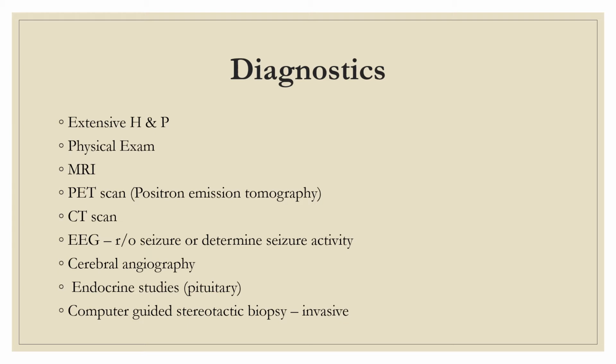Cerebral angiography determines the blood flow to the tumor, and it can further localize the tumor location. Endocrine studies, this is mainly for pituitary tumors, and also computer-guided stereotactic biopsies. That's a little bit more invasive, and you're going in and taking a little biopsy out of the brain.